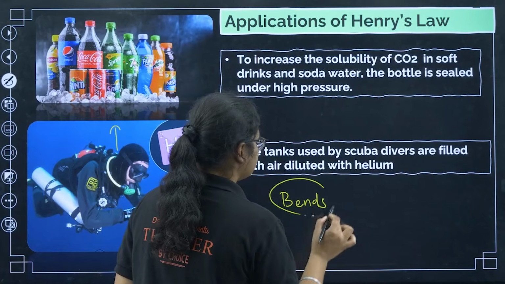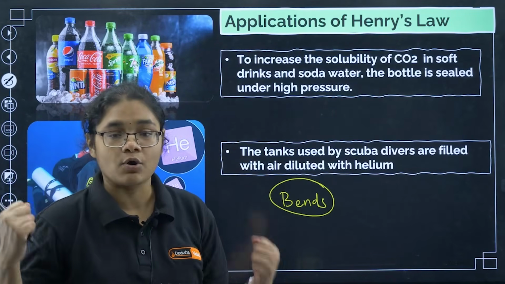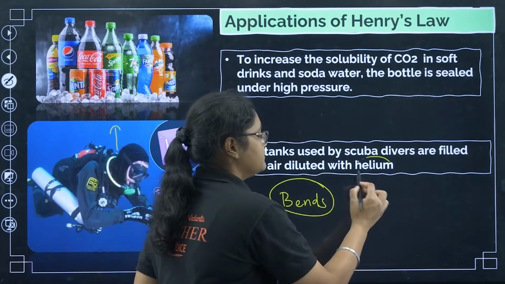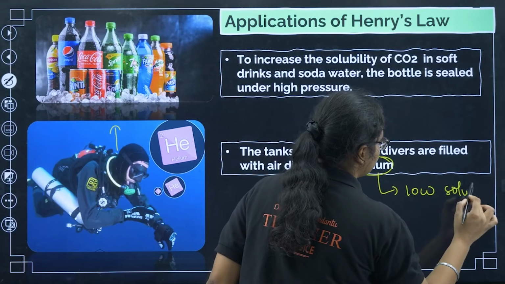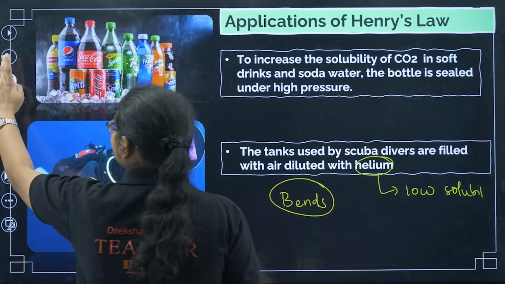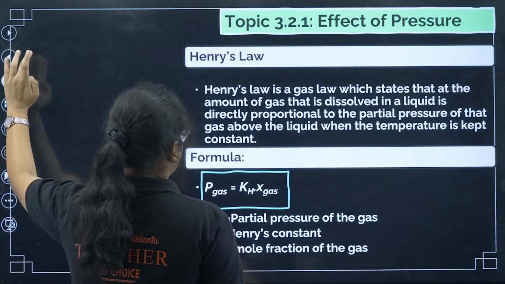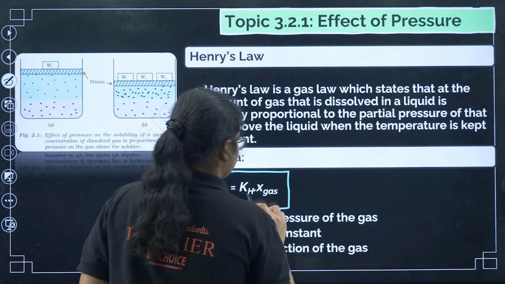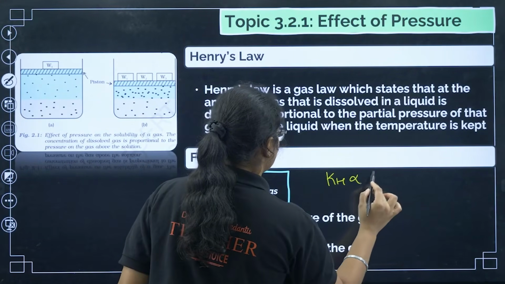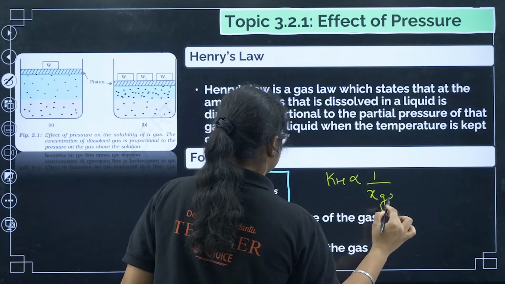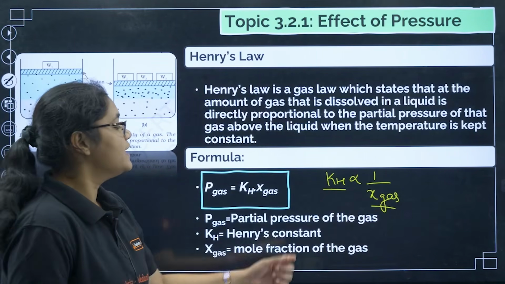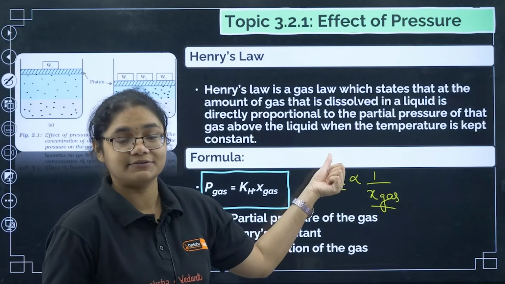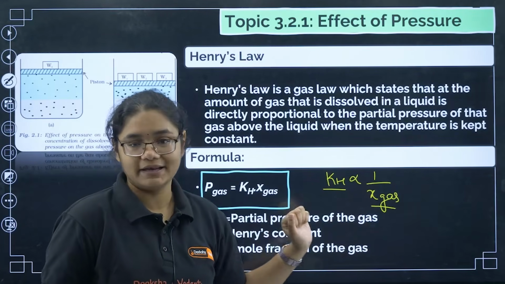So to prevent this, what happens? In the scuba diver's oxygen tank, helium gas is mixed. Why? Because helium gas has low solubility. Now from Henry's law I have one important conclusion also. KH is proportional to the mole fraction of the gas, or KH is inversely proportional to solubility, right? So helium gas KH value is very high, so its solubility will be less.